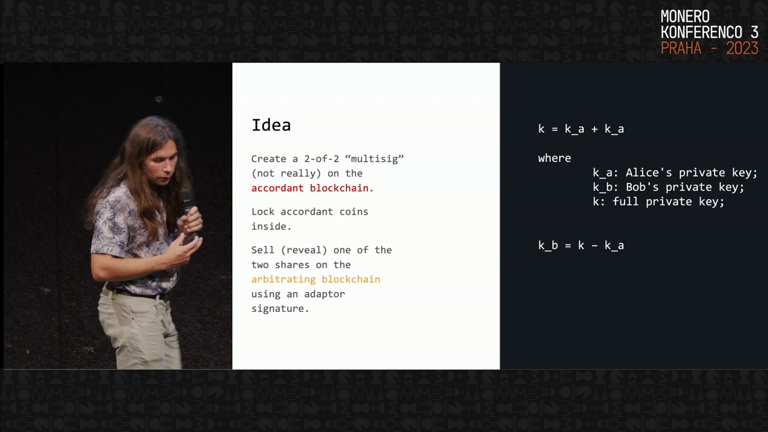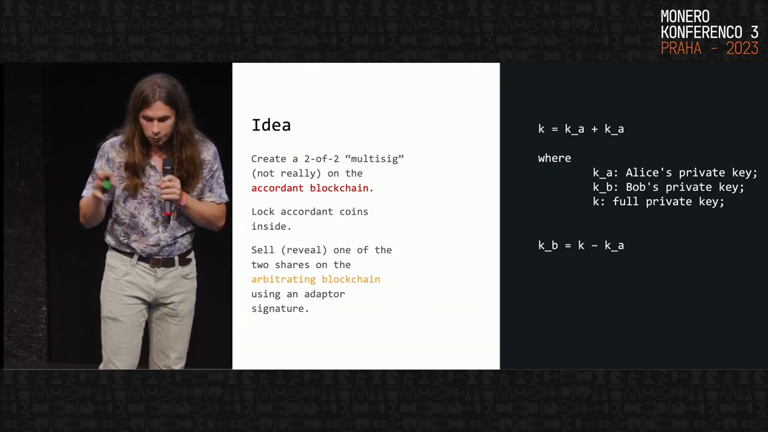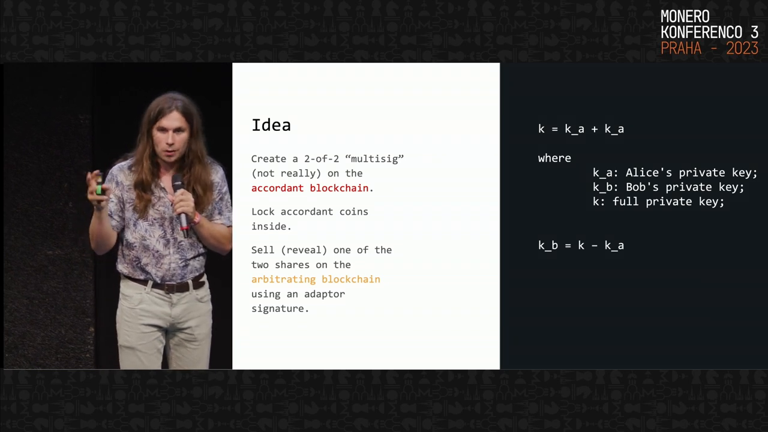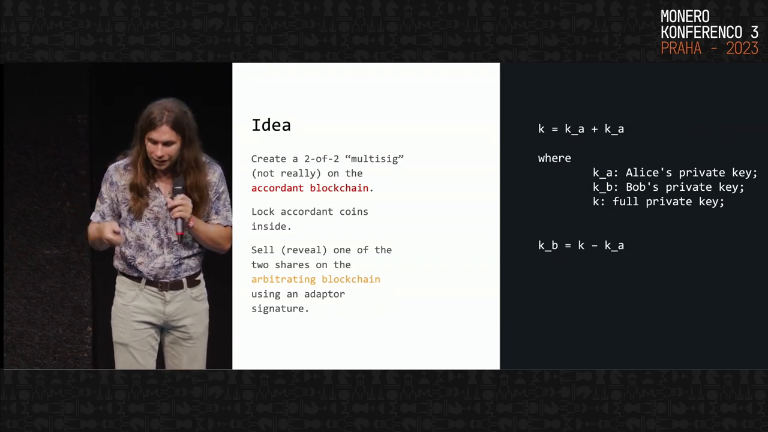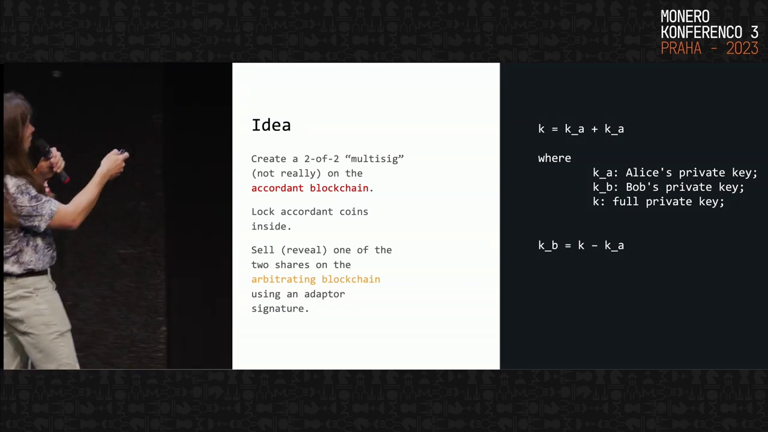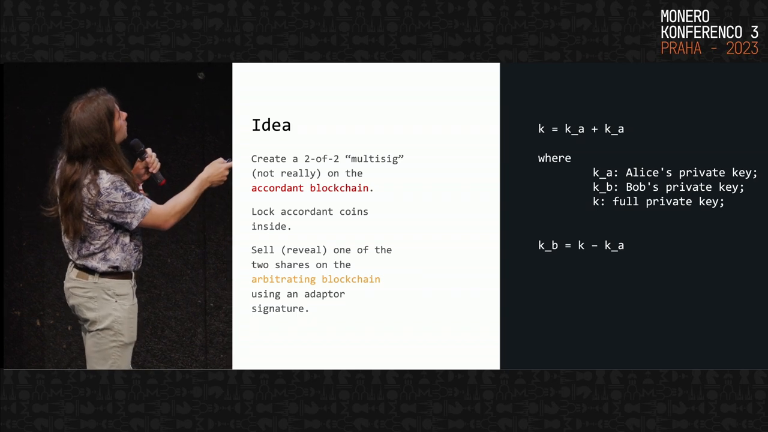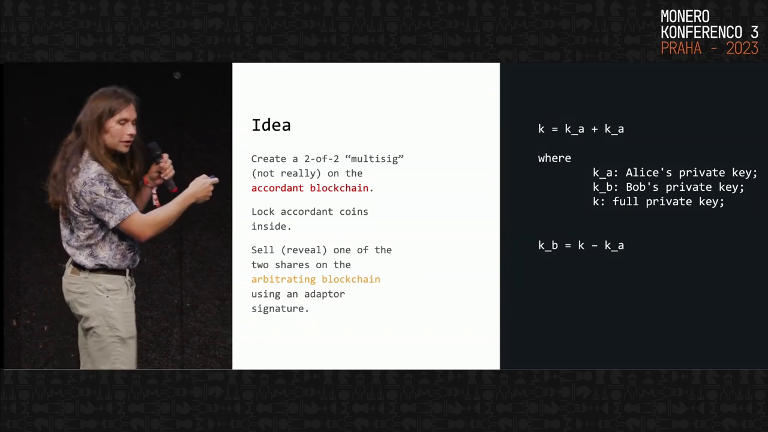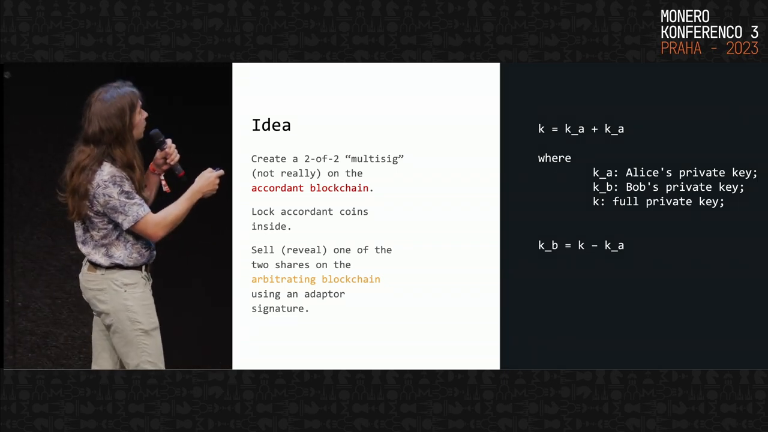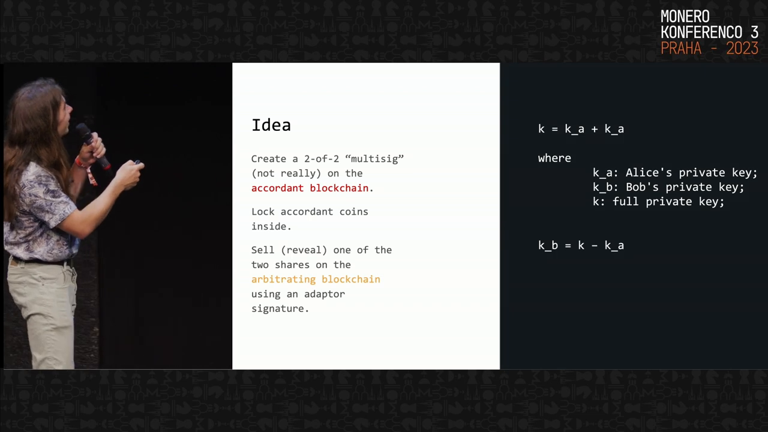Okay, so what we're also going to do on the Monero side is create a two-of-two multisig on the accordant chain. It's not really a multisig, it's actually a sharded private key. So initially, this private key that we have, Alice will know one part, and oops, what is that? That should have been a B. I'm sorry about that. So it's not Alice and Alice herself. That would be a very unfair protocol, but this should be B.